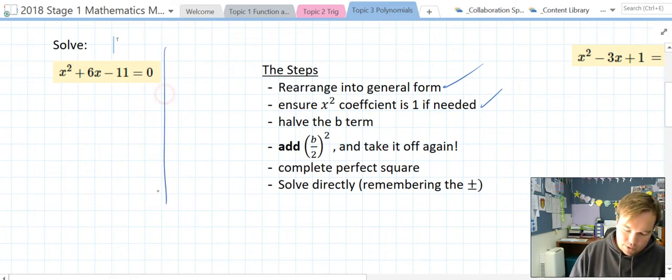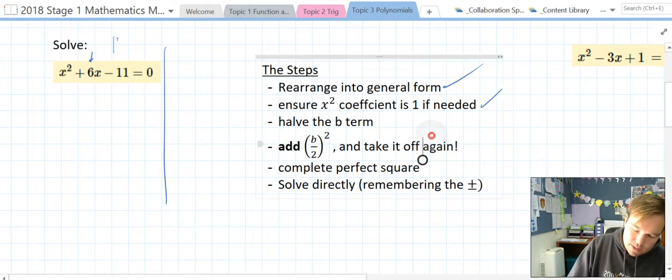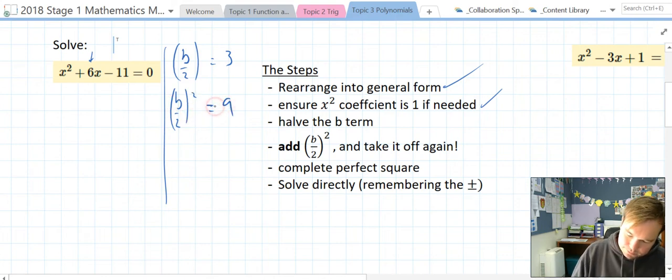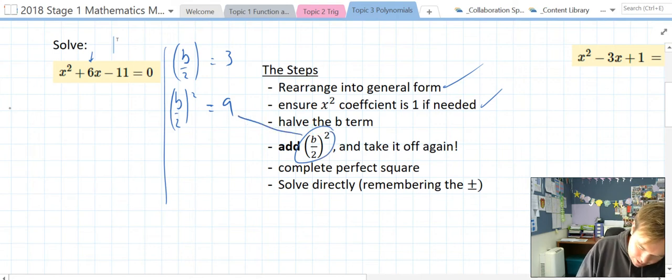Now that seems quite odd. Here, the b term is this one here. Remember, a, b, c. So, halve the b term, b on 2 is 3, b on 2 squared is 9. Add this value here, and take it off again. Alright, let's look at what that means. x squared plus 6x plus 9 minus 11 minus 9 equals 0.